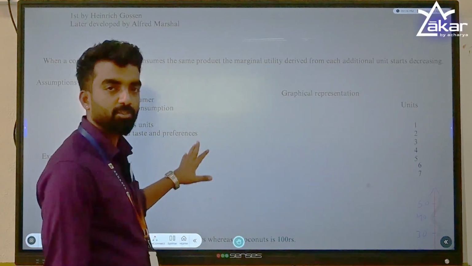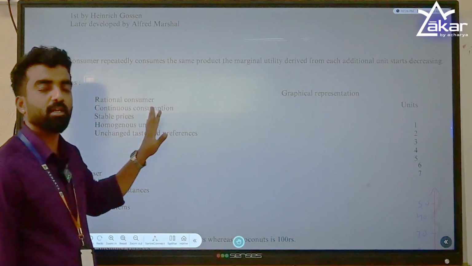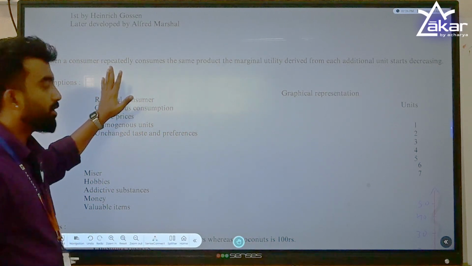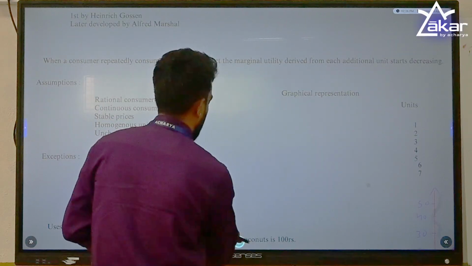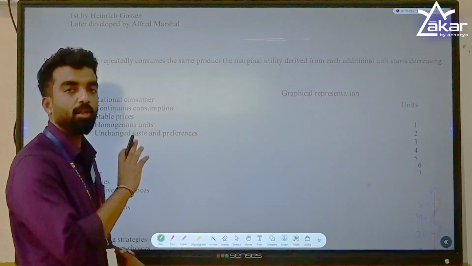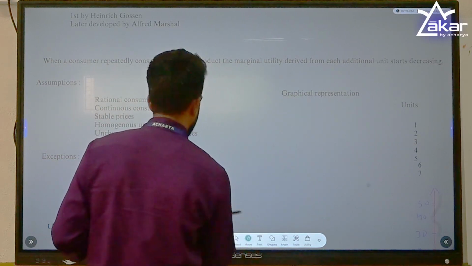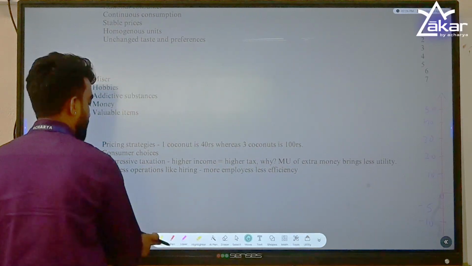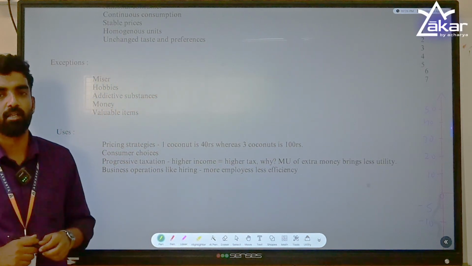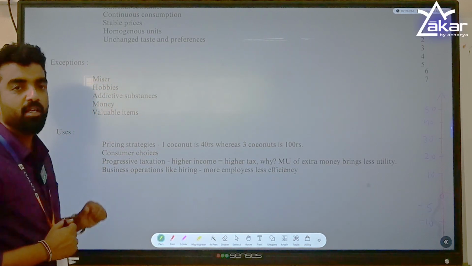So these are the assumptions to make for the law of diminishing marginal utility to be felt true. Without these assumptions, the law will not be correct. So there are a few exceptions. There are exceptions for everything, right? Similarly, for the law of diminishing marginal utility also there are exceptions.